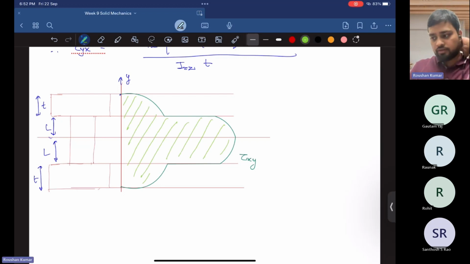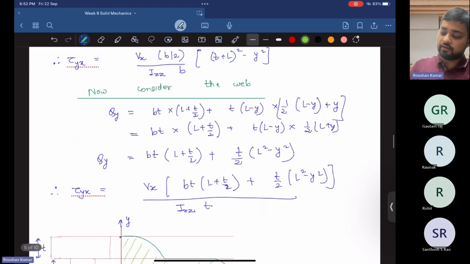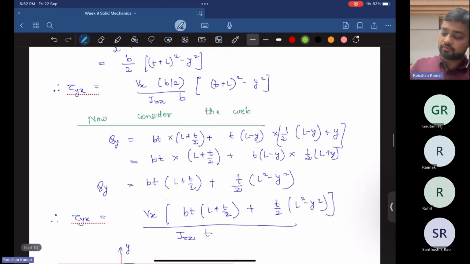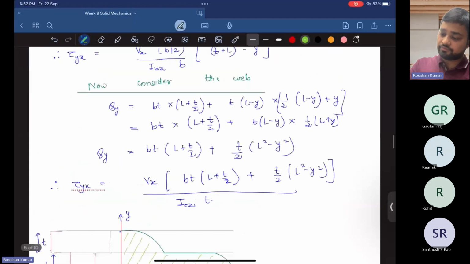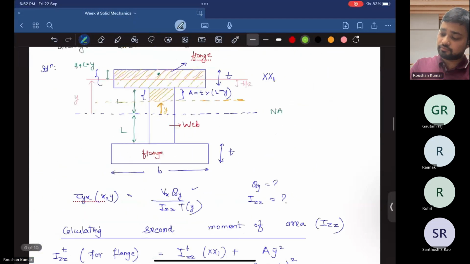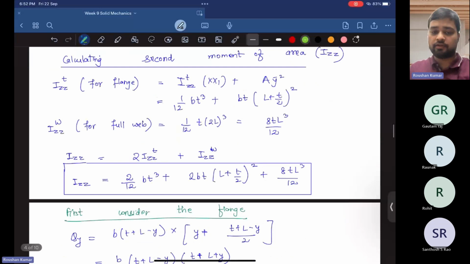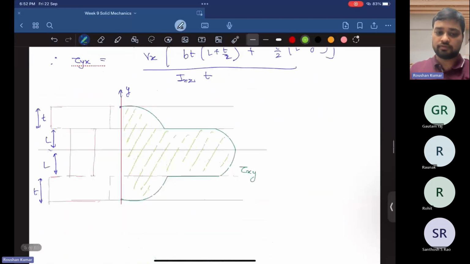Okay, when you do the manipulation, find tau xy at y equal to 0, then at y equal to L, then at y equal to L plus t, you can find out the value of the shear stress. So this is the final variation of the shear stress.